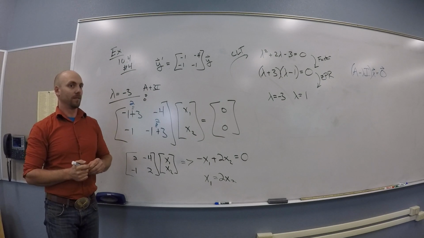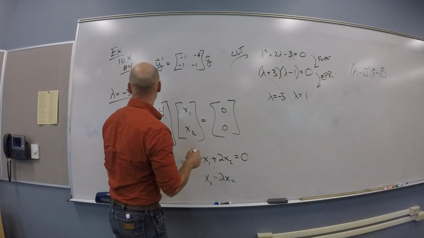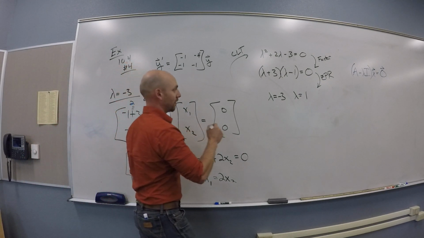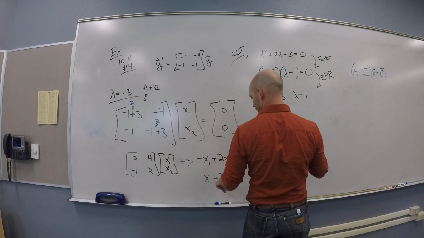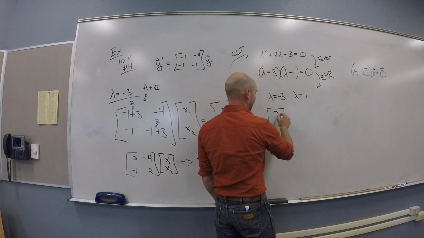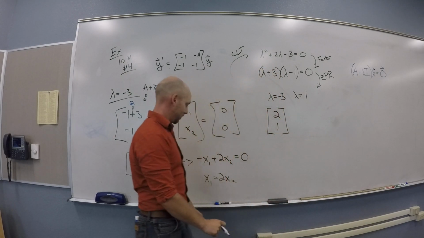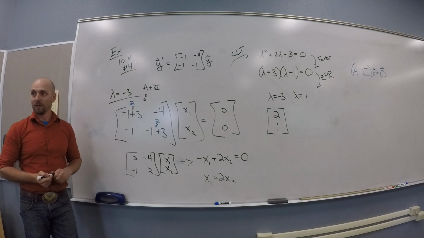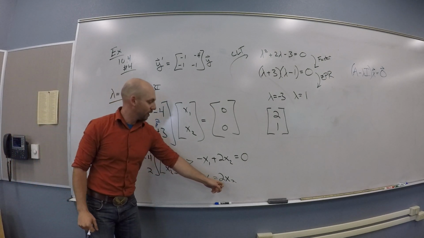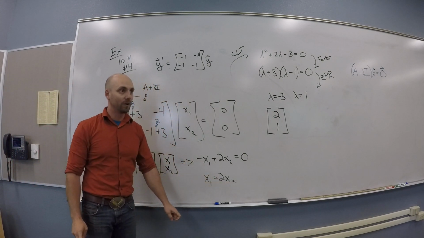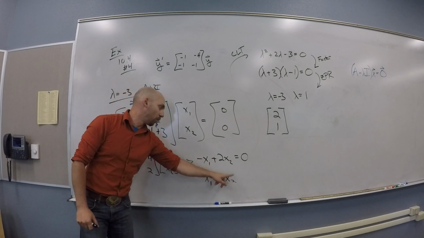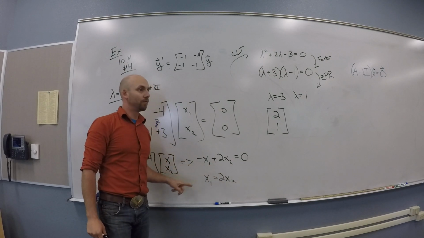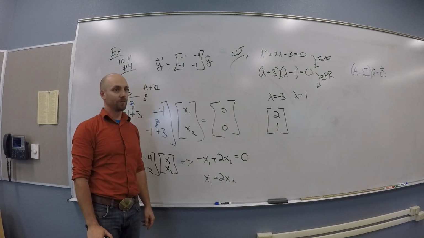You guys see that? So your eigenvector for lambda's 3 looks like 2, 1, maybe? 2, 1. X2 equals 1. If you plug x2 equals 1 in, you get x1 is 2. And you get to pick that. So when you get to this point, you get to pick whatever you want for one of the variables.